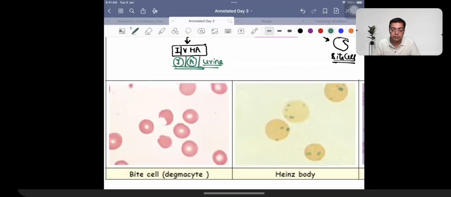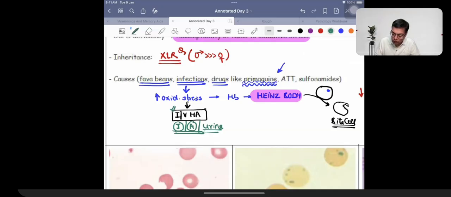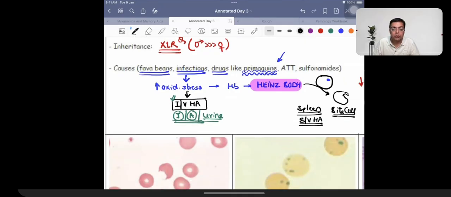G6PD deficiency. So G6PD deficiency is a classical example of both intravascular as well as extravascular hemolytic anemia. Why is intravascular happening? Because of physical damage to the RBC. Why is extravascular happening? Because this is a bite cell. If this damage becomes greater, there will be destruction in the spleen, and if there is destruction in the spleen, this is going to be a cause of extravascular hemolytic anemia. Right? So these are exam questions.